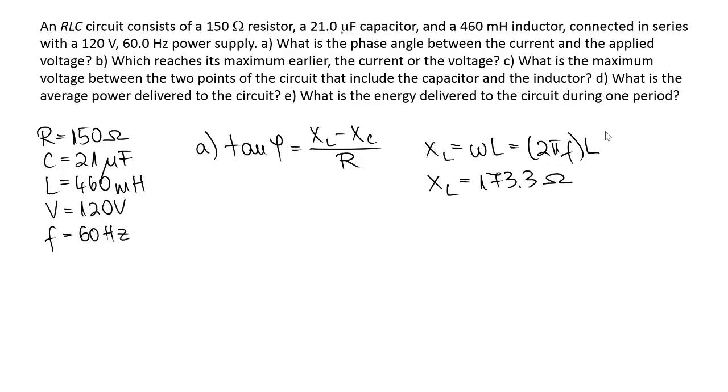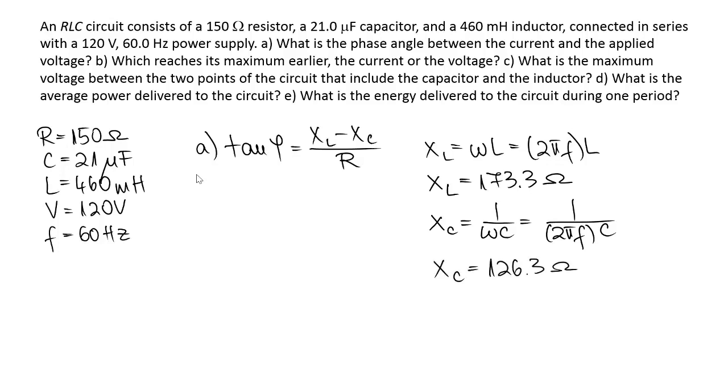Similarly, we can calculate the capacitive reactance as 1 over angular frequency omega multiplied by the capacitance C. Again, omega can be written as 2 pi frequency. Frequency is 60 Hz, the capacitance is 21 microfarads. Don't forget to write it as 21 times 10 to the minus 6. And using a calculator, we obtain a value of 126.3 ohms for the capacitive reactance.